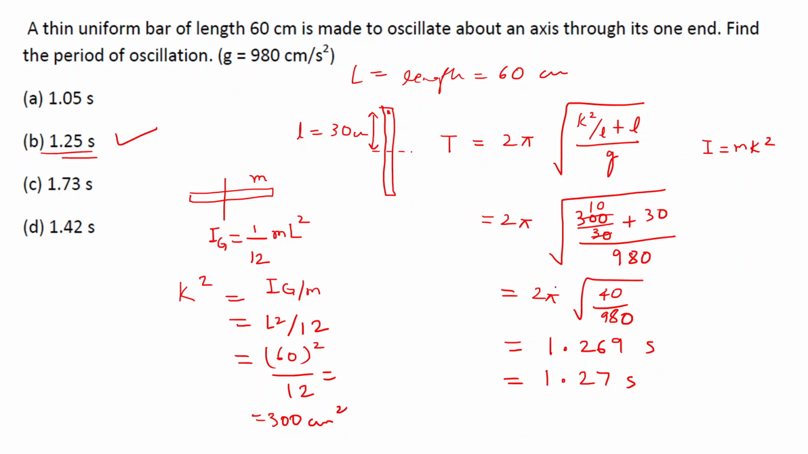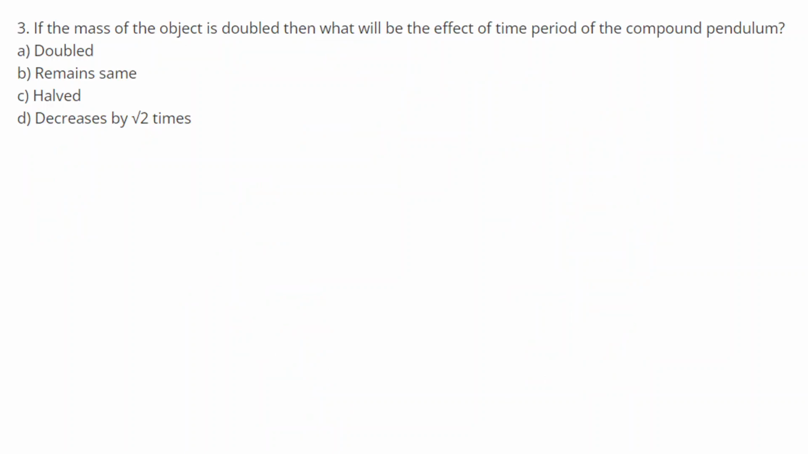Sometimes this difference happens because of the value of pi, up to which decimal point we are taking, but the best matching answer here will be option B. Okay, so next question is, if the mass of object is doubled, then what will be the effect on time period of a compound pendulum?